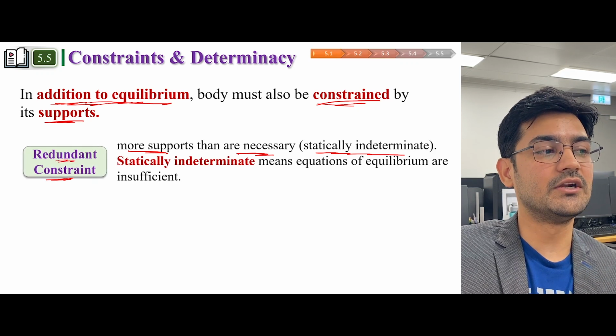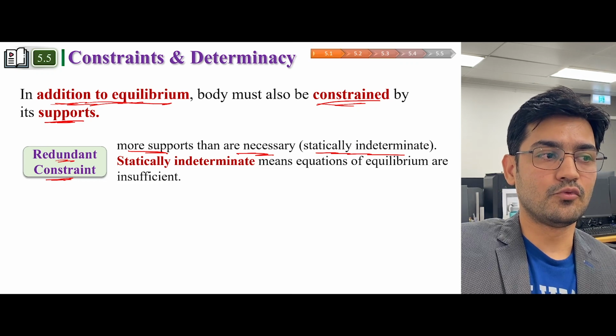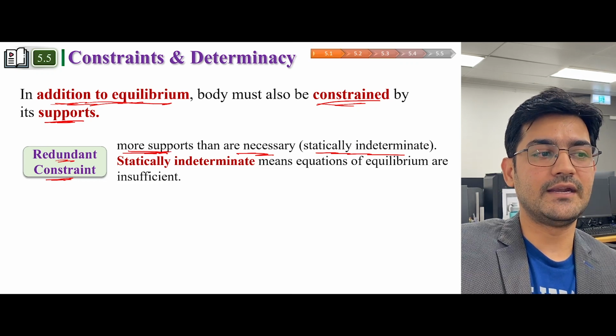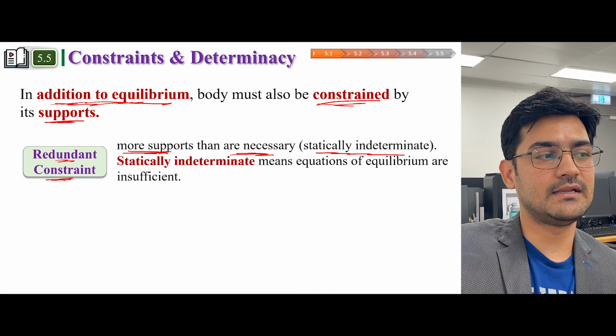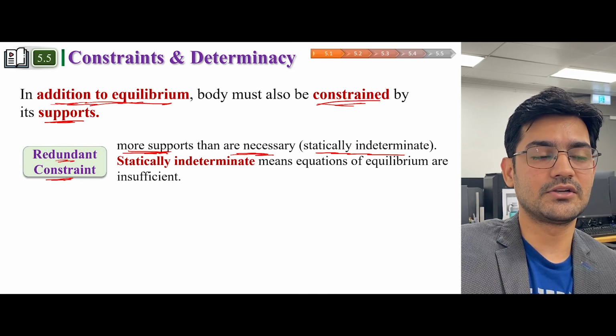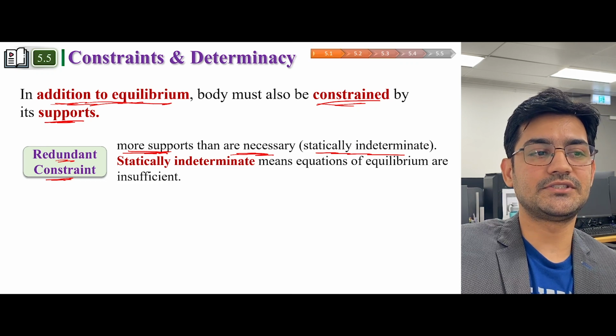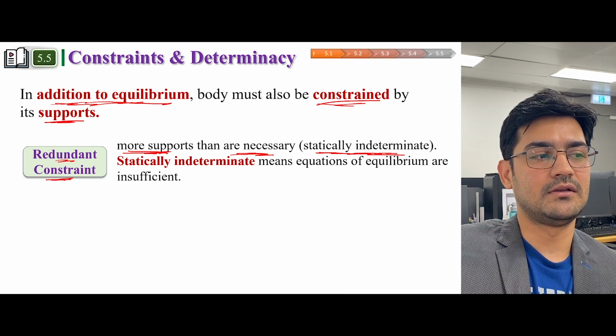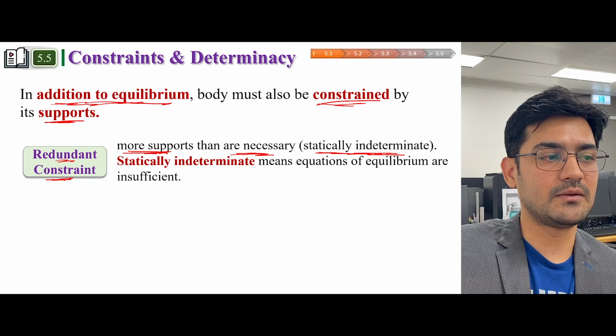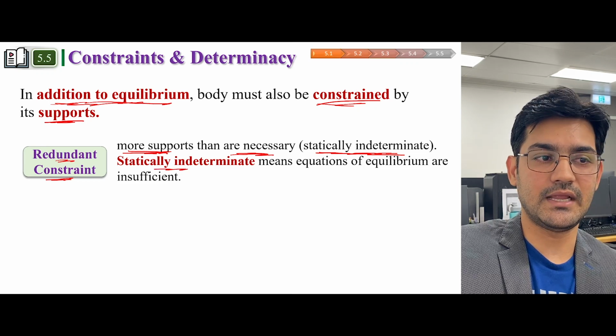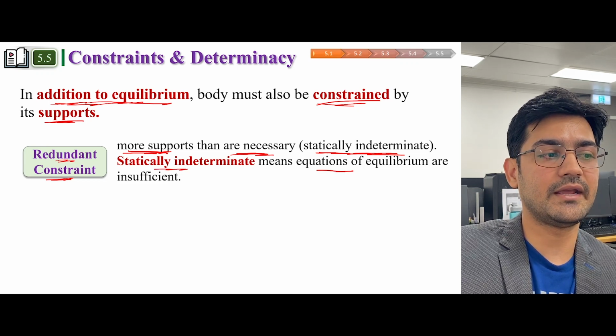Now, what are redundant constraints? If more supports are provided than necessary, then it's called a redundant constraint system. And this system is statically indeterminate. Now, what does statically indeterminate mean? Statically indeterminate means that equations of equilibrium are insufficient.